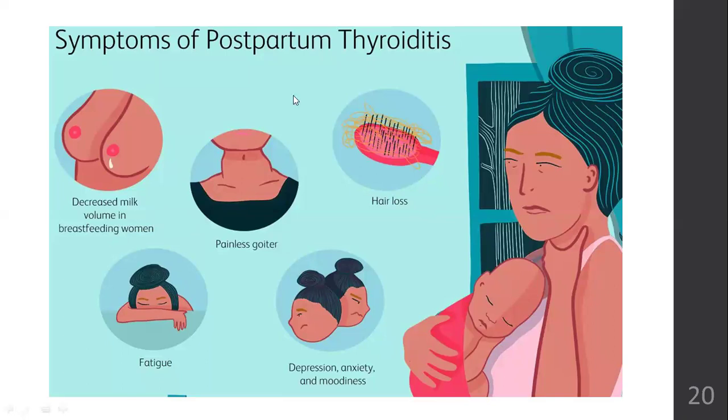The symptoms of postpartum thyroiditis: the mother will not be producing enough milk, because thyroid hormone is required for milk secretion during lactation. If the mother is suffering from hypothyroidism, thyroiditis, not enough thyroid hormone is there to help the mother lactate. So: decreased milk production, decreased milk volume, painless goiter, swelling of the thyroid gland, lots of hair loss, depression, anxiety, moodiness. Mood swings will be there, fatigue, tiredness. These are the symptoms of postpartum thyroiditis.